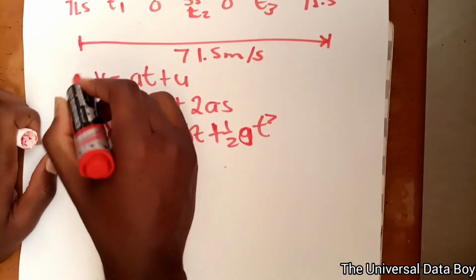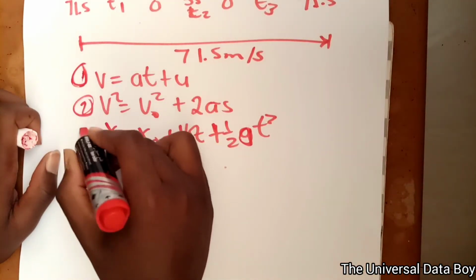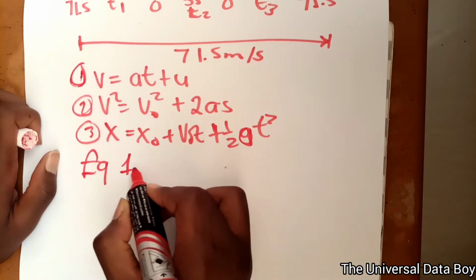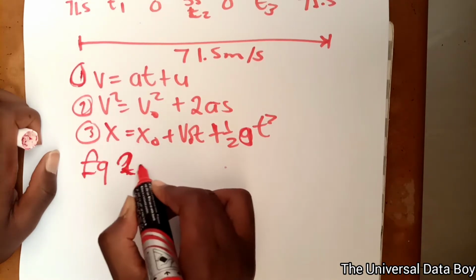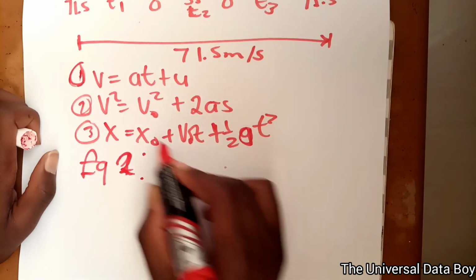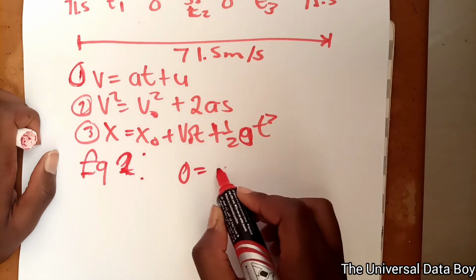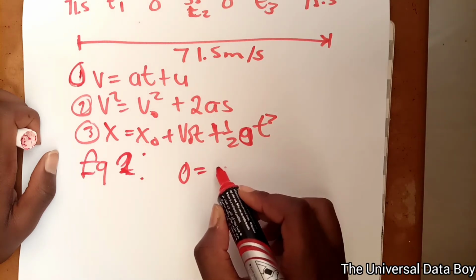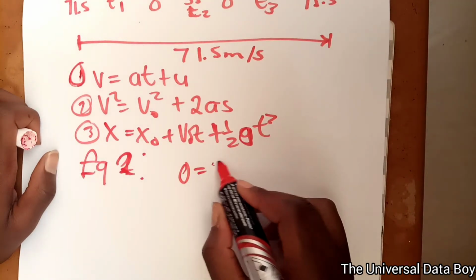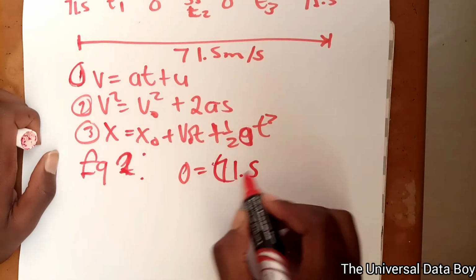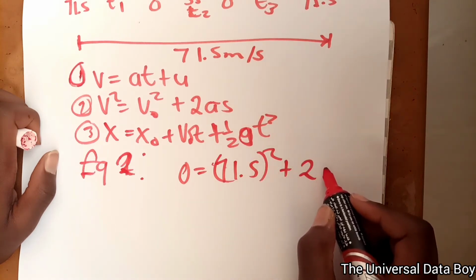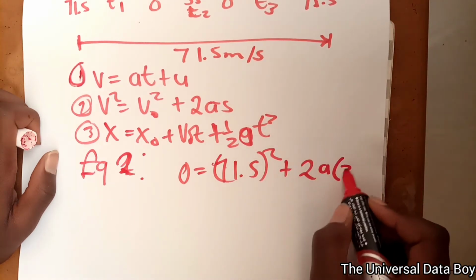So, let's say this is equation 1, this is 2, this is 3. Starting with equation 2, our final velocity is 0, it's going to a stop. Our initial velocity is 71.5, squared, plus 2 times our acceleration, which is just a, times our distance, which is 250.